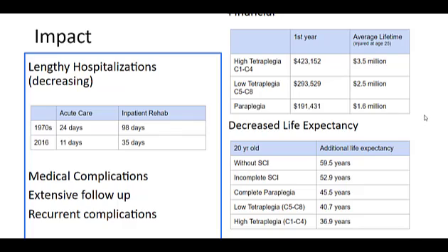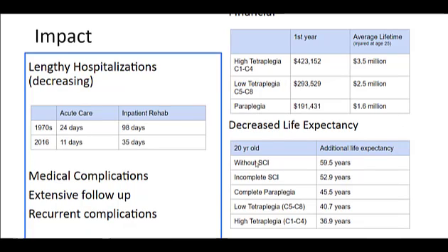And both the financial impacts and the life expectancy is very much driven by the location and the extent of the lesion. You can see up here both the first year and the average lifetime of an individual that sustains a tetraplegic injury, especially up in the higher cervical area, would incur a great deal of expenses and is still significant even at a lower tetraplegic level. And though the costs are still significant at paraplegic level, you can see that it's vastly different from a tetraplegic level.